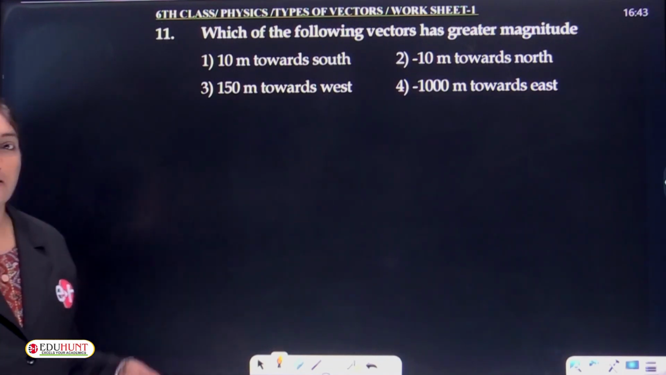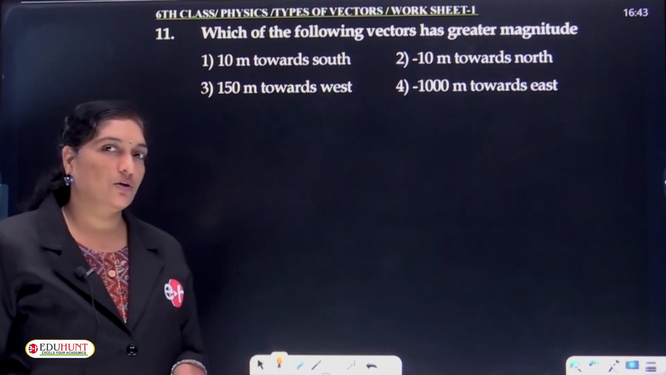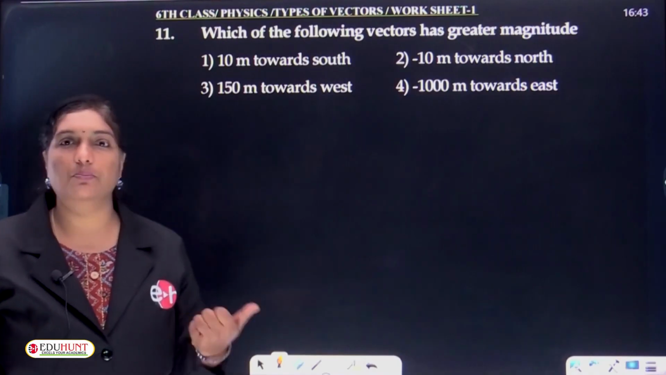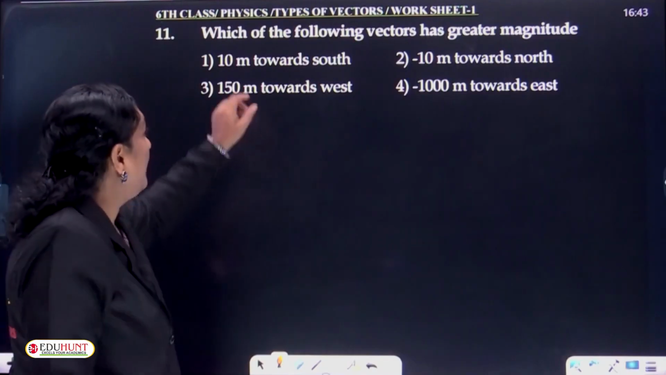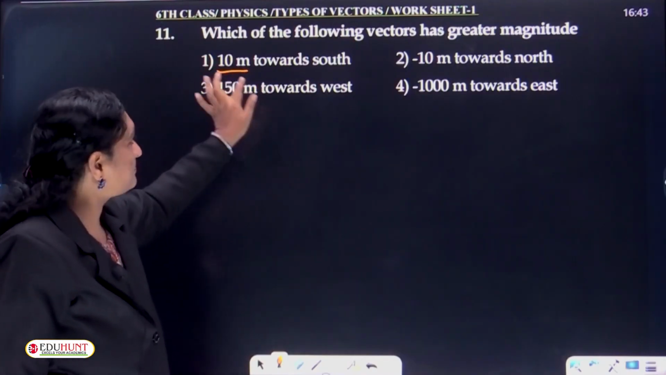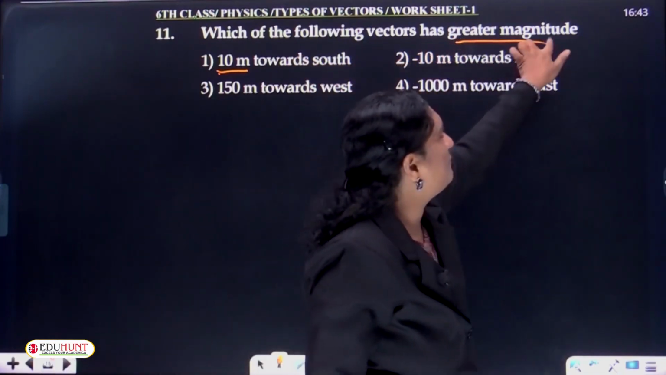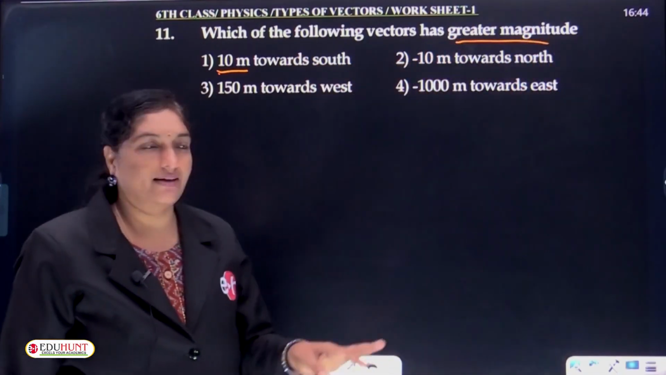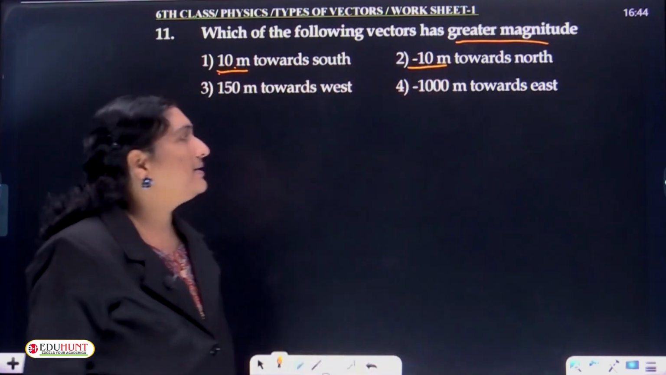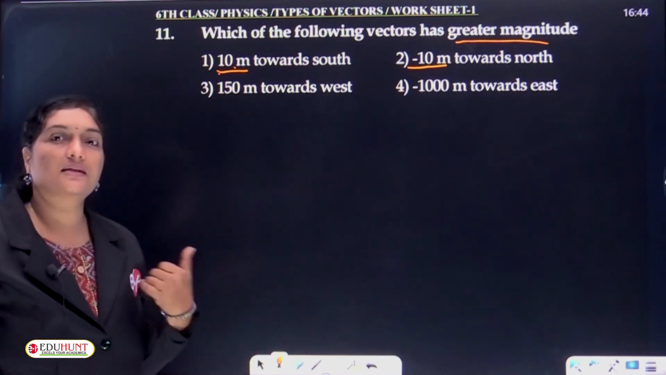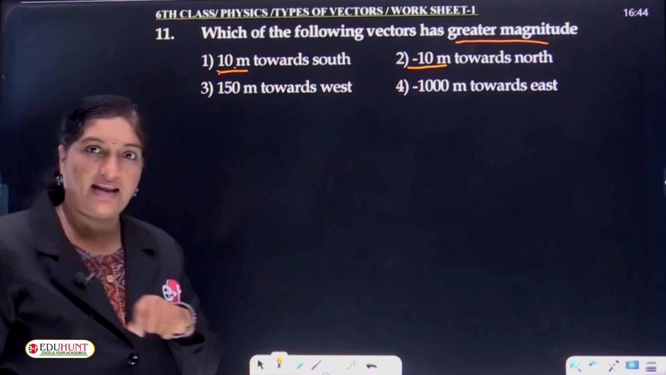Magnitude is indicated totally by a scalar. And as we know, for a scalar, both negative and positive values it can take. Scalar means how much value it is there. Here, what is the magnitude? 10 meters. Let us not bother about the direction because they are asking us to find the greater magnitude. What is the magnitude here? 10 meters. What is the magnitude here? Minus 10 meters. Minus indicates the direction, whether it is positive direction or negative direction, but magnitude is 10 only.